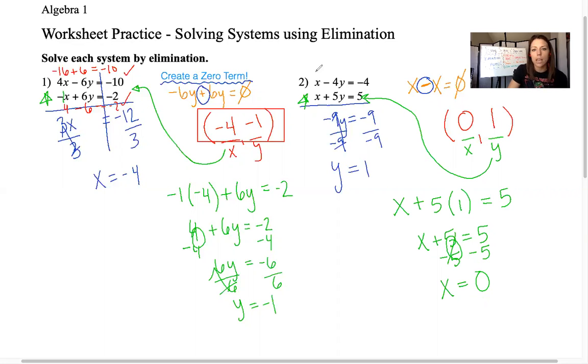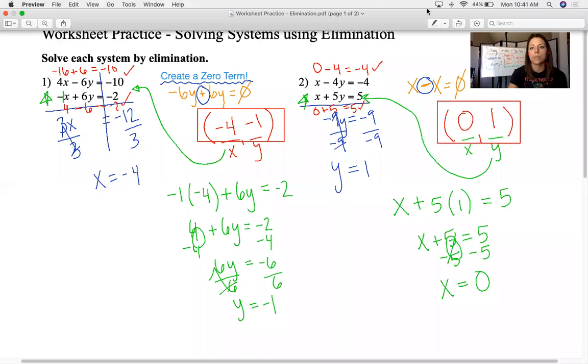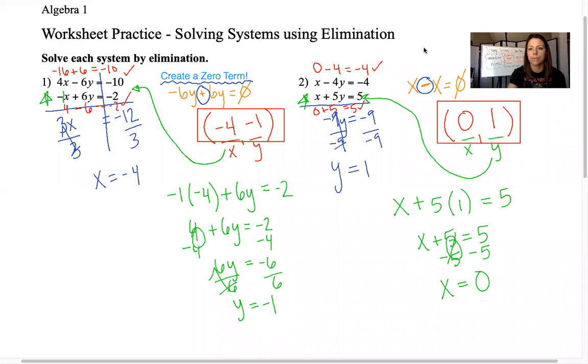Let's do a quick check. Does 0 minus 4 equal -4? Yes, it does. And does 0 plus 5 equal 5? Yes, it does. So I feel very confident that this is the correct answer. All right, let's go ahead and look at some examples now from IXL.